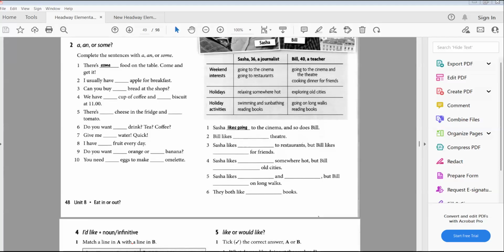Sunbathing, do you know what sunbathing is? I have no clue. Sunbathing is when you go to the sea or to a pool and you lie in the sun to get darker, to have a tan, to change your skin color. We call it sunbathing. We can call it tanning as well. Usually when we go to the sea or the pool, we want to swim and we want to change our color because of the sun, okay? Okay. They both like reading books.